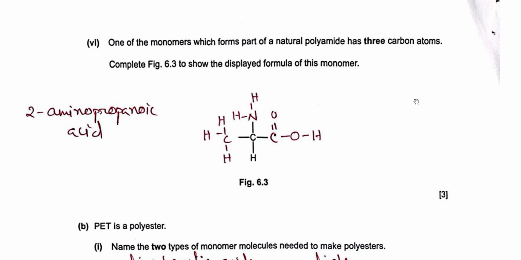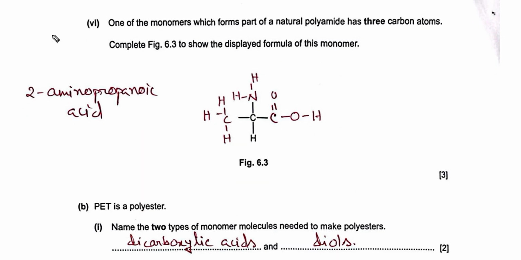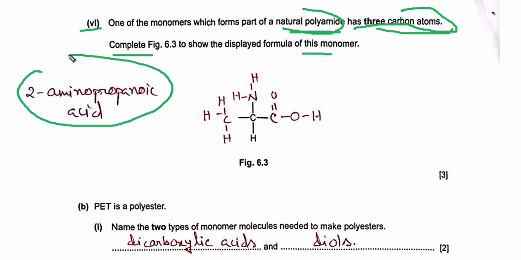And number 6, one of the monomers which form a part of natural polyamides has 3 carbons. So one amino acid, one of the monomers that form natural polyamide. Complete figure 6.3 to show the displayed formula of this monomer. This is given. So 3 carbon containing amino acid will be 2-aminopropanoic acid.